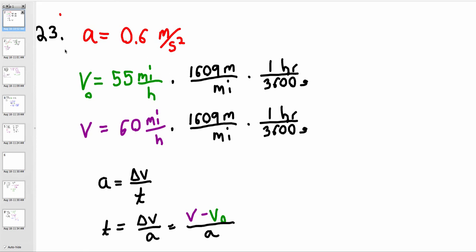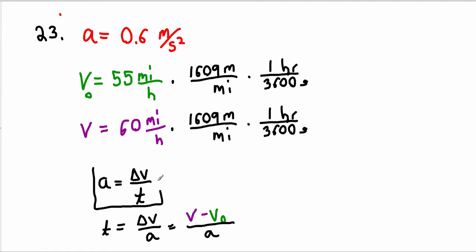Okay, so 23. Here are my givens. I'm given acceleration, initial velocity, and final velocity. And this is a little tricky because they give it in miles per hour, so I have to convert. Then I'm using my equation: acceleration is equal to delta v over t. And then I can rearrange this equation and solve for t. All right, if I go kind of fast, you guys can just pause the video and write things down.